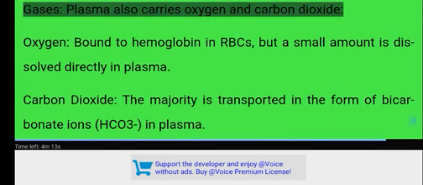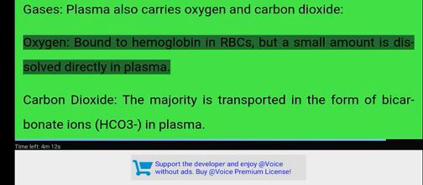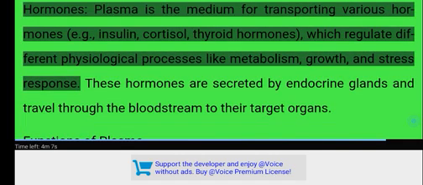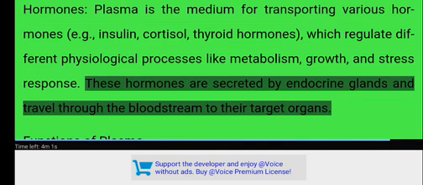Gases. Plasma also carries oxygen and carbon dioxide. Oxygen, bound to hemoglobin in RBCs, but a small amount is dissolved directly in plasma. Carbon dioxide, the majority is transported in the form of bicarbonate ions, HCO3-, in plasma. Hormones. Plasma is a medium for transporting various hormones, e.g., insulin, cortisol, thyroid hormones, which regulate different physiological processes like metabolism, growth, and stress response. These hormones are secreted by endocrine glands and travel through the bloodstream to their target organs.